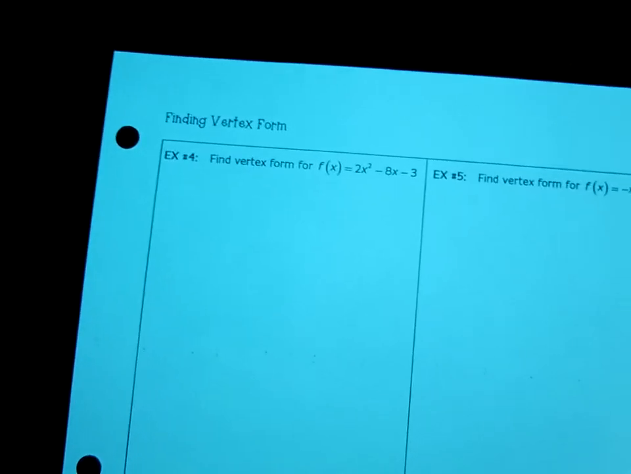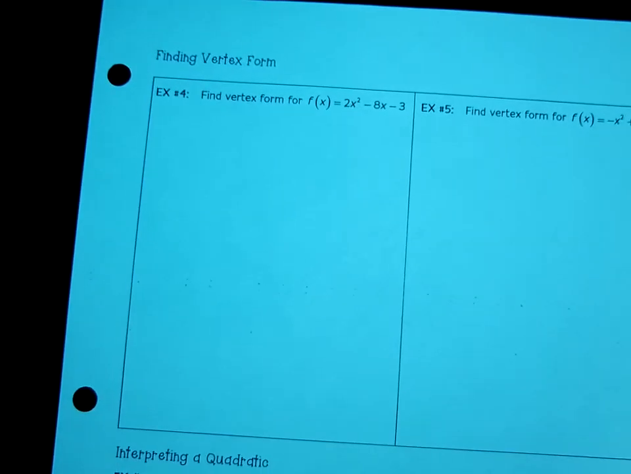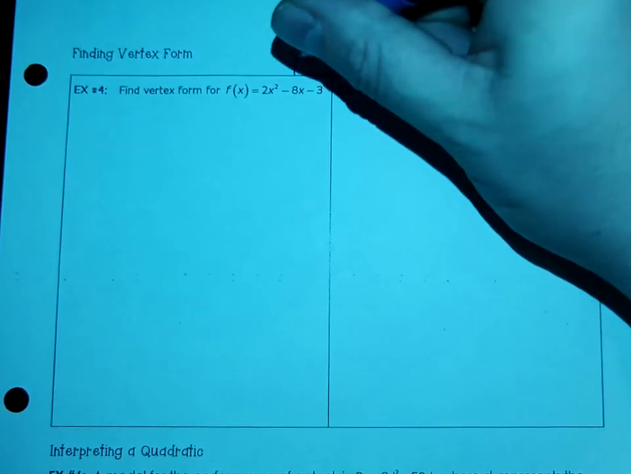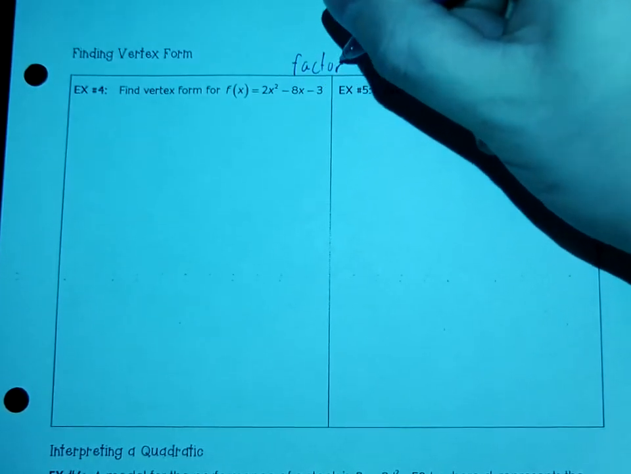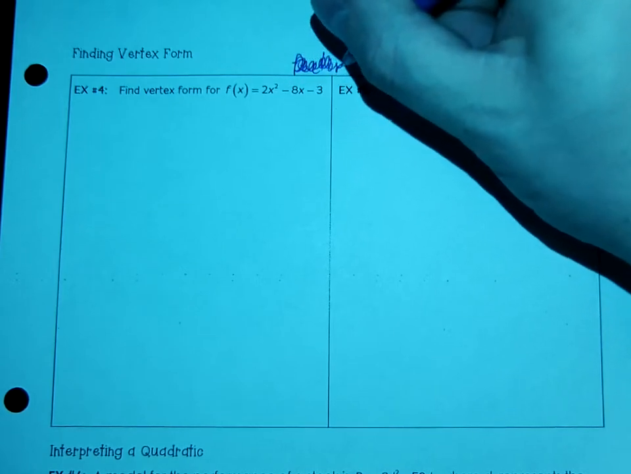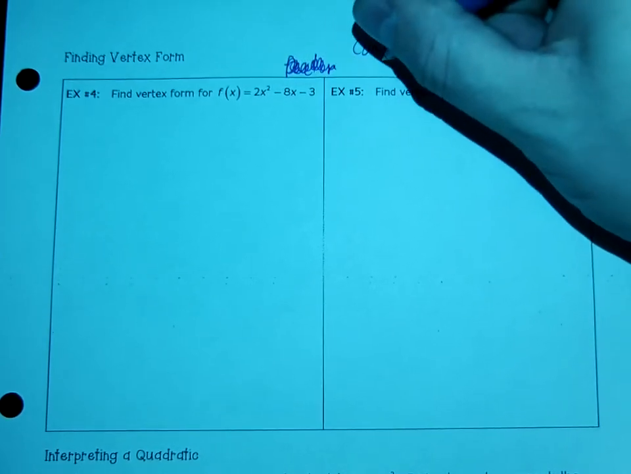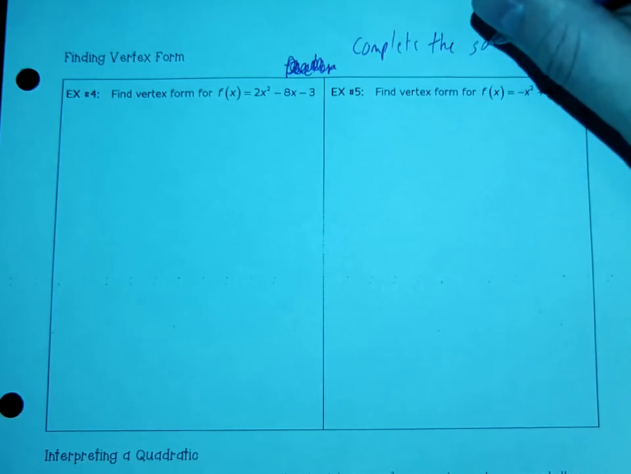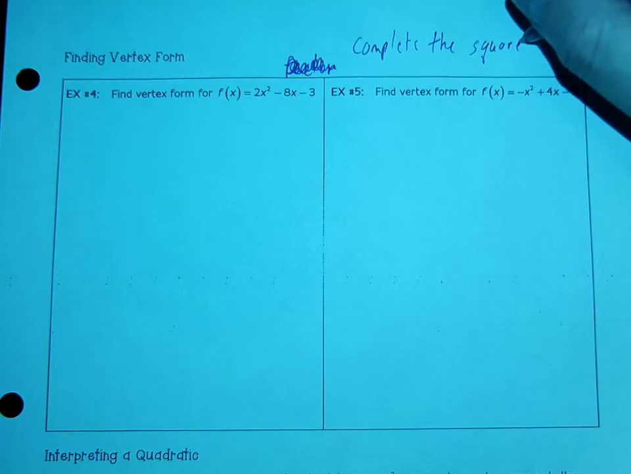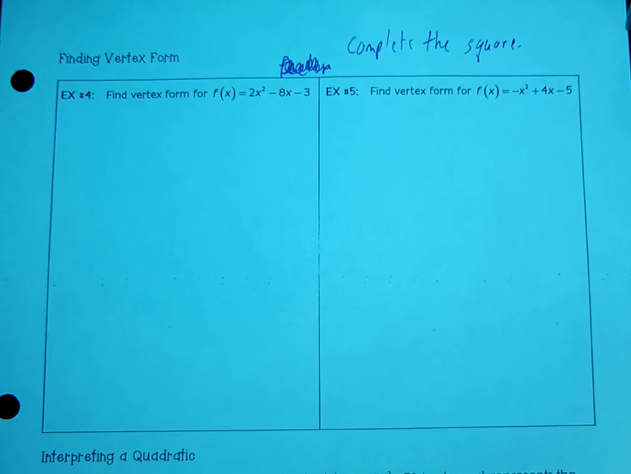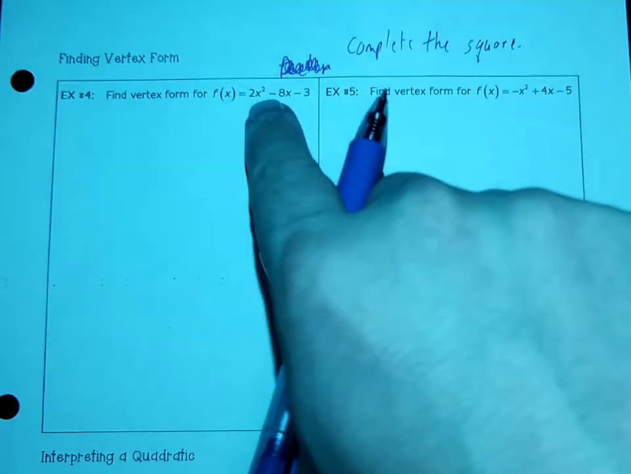So let's move on. This one says find the vertex form. What this means is complete the square. So this can be quite tricky. It can also be kind of easy, depending on how the questions are set up. So the steps here, if you have an A term, you're going to factor it out.